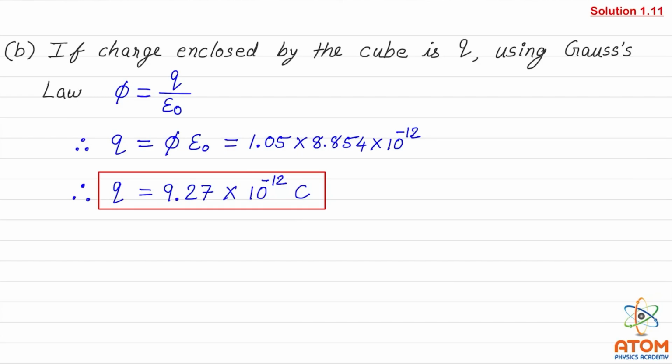Now the second answer is to find out the charge. If the charge enclosed by the cube is, let us say, q, then using Gauss' law we can write phi is equal to q upon epsilon 0, and from that q can be written as phi epsilon 0. Here the value of phi is already found, that is 1.05, and the value of epsilon 0 is 8.854 into 10 raised to minus 12. Solving this, you will get q is equal to 9.27 into 10 raised to minus 12 Coulomb. That is the final answer of the charge q.